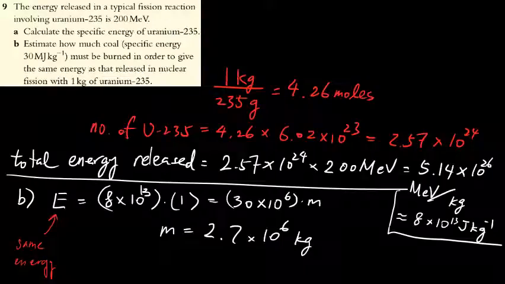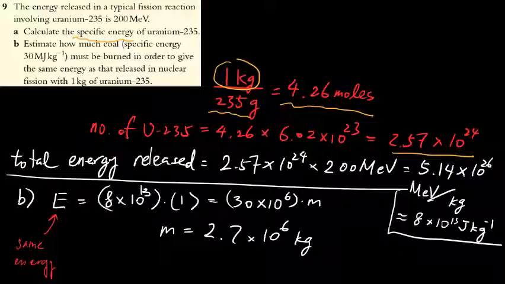Part 9a. Part A asks you to calculate the specific energy, right? So as you remember, specific energy is the energy per kg. So 1 kg over 235 grams, because that is the molar mass of uranium, and therefore for 1 kg it has 4.26 moles, and therefore you can find the number of uranium atoms is 2.57 times 10 to the power 24 if you multiply by the Avogadro number.